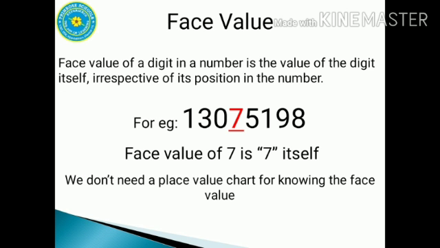Now let's see what is the face value of a digit. This is very simple, children. Face value is nothing but the value of the digit itself. You don't have to draw a place value chart to determine where it is placed. For example, we have this 8-digit number, 1,30,75,198. We need to find the face value of 7 here. No matter where 7 is placed in the number, the face value of 7 will always be 7. Very simple, isn't it? Let's see how the place value and face value differs for each digit.